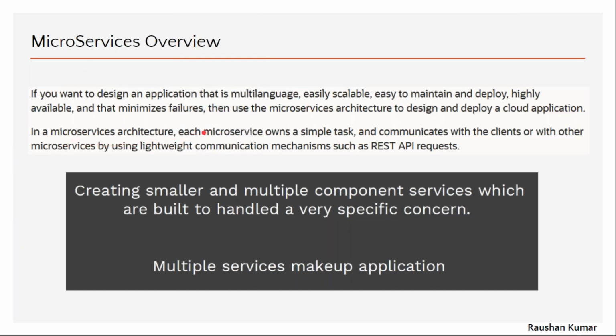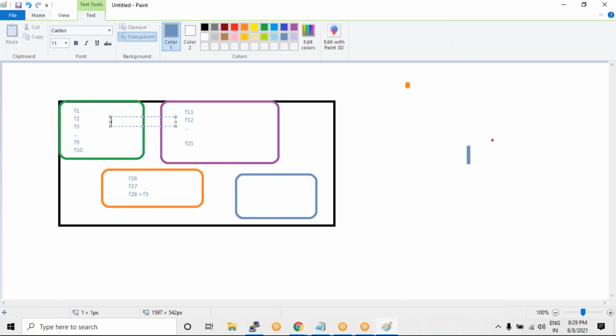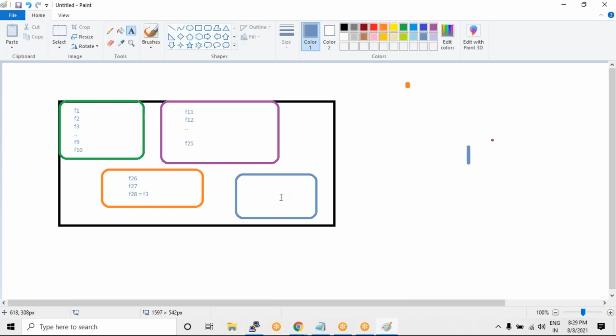So in a microservice architecture, each microservice owns a simple task. As I was explaining, each microservice is just a subset of your bigger application, one module, nothing else, and communicates with the clients or with other microservices by using a lightweight communication mechanism such as RESTful API. So just to sum it up, creating smaller and multiple component services which are built to handle a very specific concern, as simple as that, is called microservices. And multiple services make up this application. When you combine microservice 1, 2, 3, 4, or you can call them modules, they make up one big application. Okay, that's the definition part.